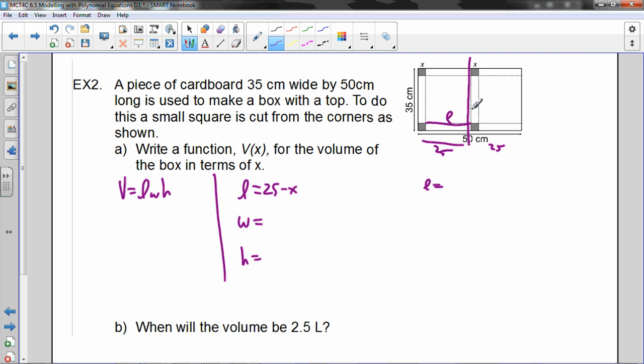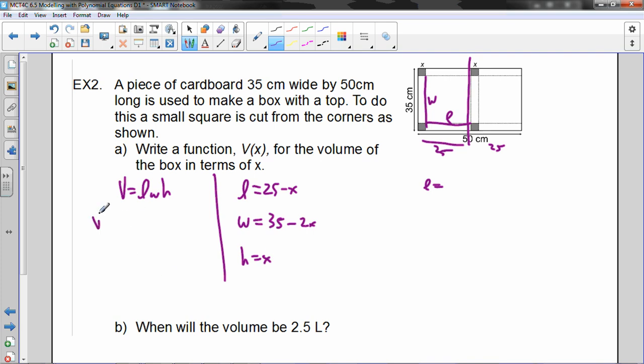The width. Well, the width is this part right there. The width is going to be the 35 centimeters, not minus x, but minus 2x. Right? Minus 2x because there's one there and there's one there. 35 minus 2x. Well, what's the height? Notice if I fold these little flaps up, that's going to be the height of the pizza box, right? The height is just x.